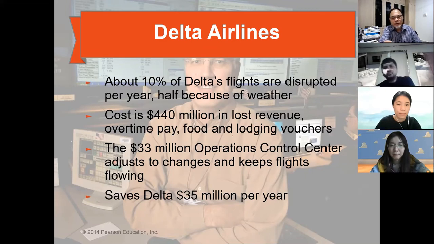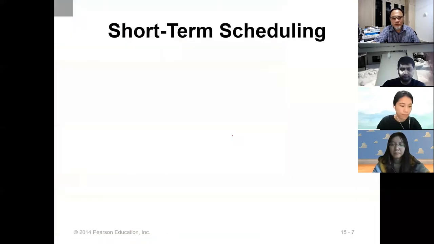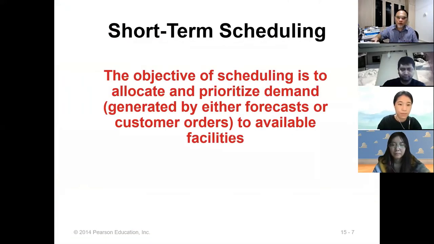In terms of overtime pay, because if you have late schedules, poor scheduling, delays, this will actually result in compensation to customers and so on. So they have this operations control center to change schedules and keep flights flowing, and from that they can save the airline. If they have good scheduling, they will save a lot of costs.